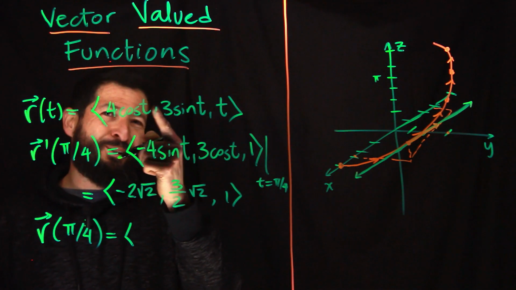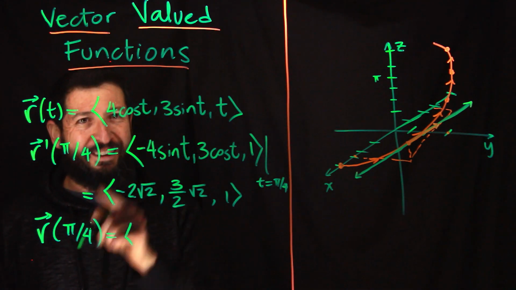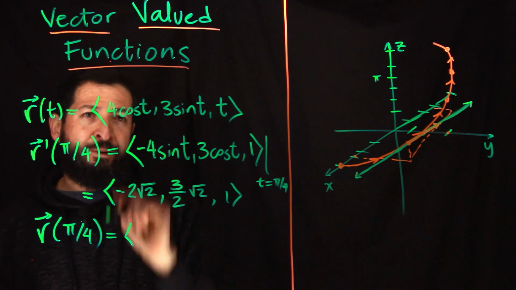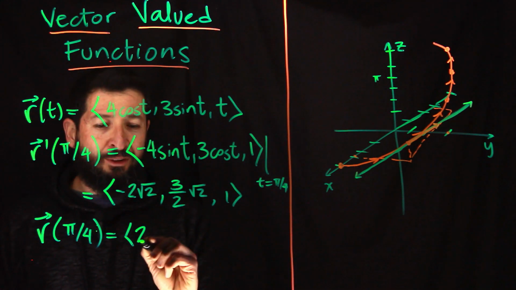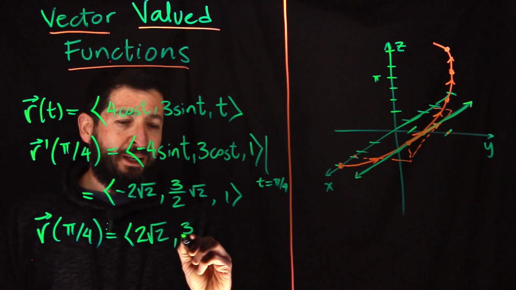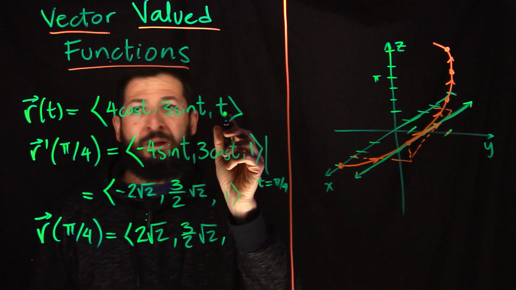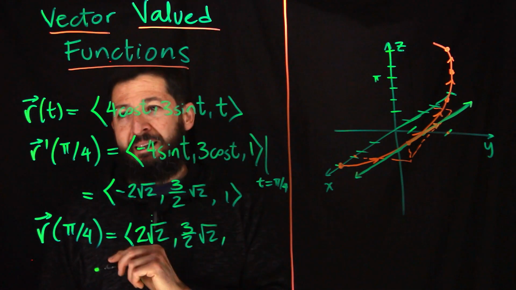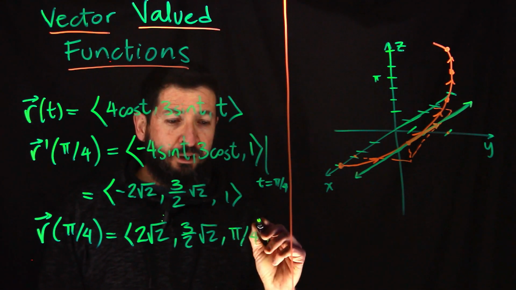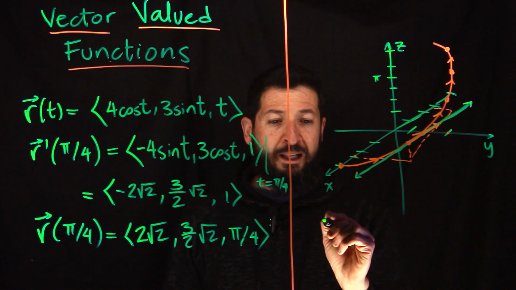So it's going to be, again, I chose a point where the sine and the cosine give me the same. It's cheating. Anyways, so cosine of pi over 4 is square root of 2 over 2. So I get 2 root of 2. Now for this one, I get, again, 3/2 of root of 2. And then when I evaluate the time equals pi over 4, I get the point is pi over 4.